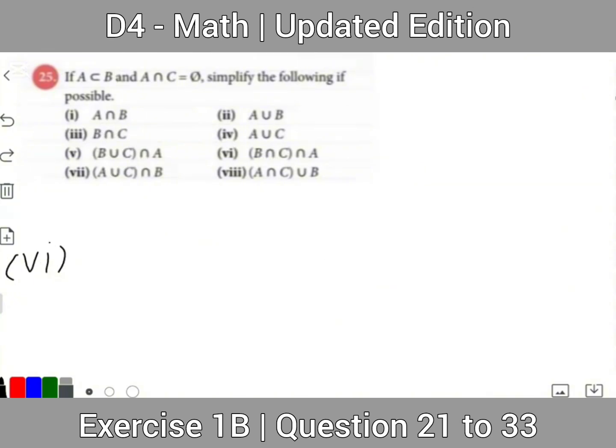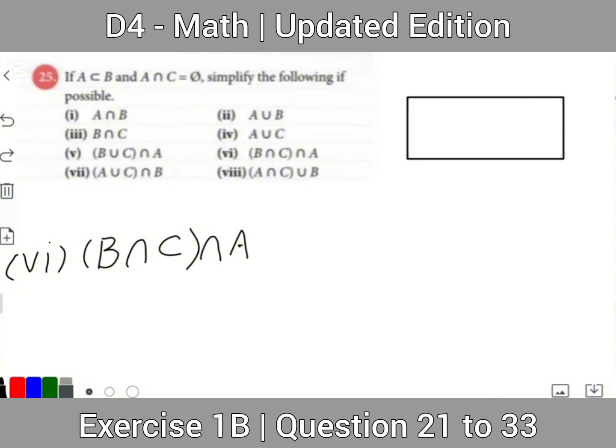Now in part 6, we have B intersection C intersection A. So here we will draw a rectangle representing the universal set eta. Inside it, we will draw overlapping circles representing the sets A, B, and C respectively. Now we will use the red color to shade the region for B intersection C. Since there is nothing in common between the sets B and C, we will not shade any region.